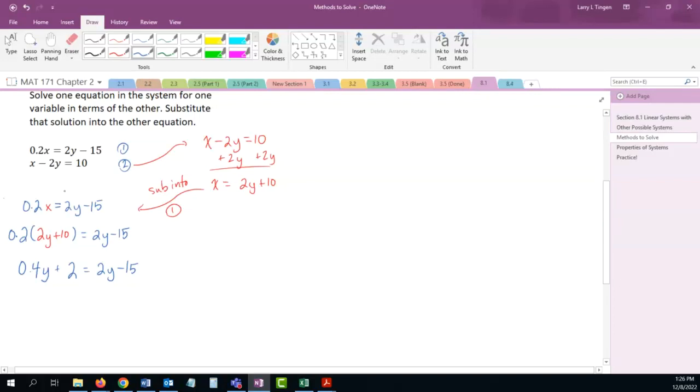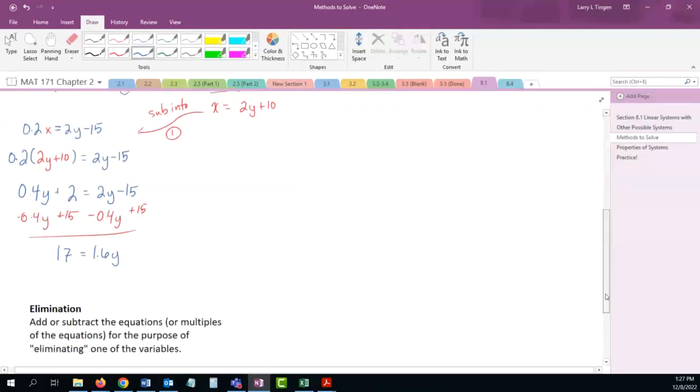And what did I do? The substitution took my equation from having 2 variables to just having 1. And now that I only have 1 variable, all I gotta do is solve for y. So everything with the y to one side, everything else to the other. So the 0.4y is moving to the right. The 15 is being added to both sides to get rid of the negative 15 on the right. So that goes to 0.2 plus 15 is 17. And 2 minus 0.4 is 1.6y.